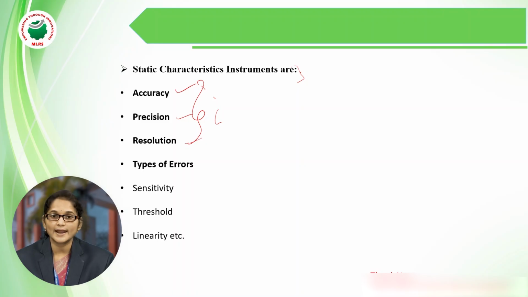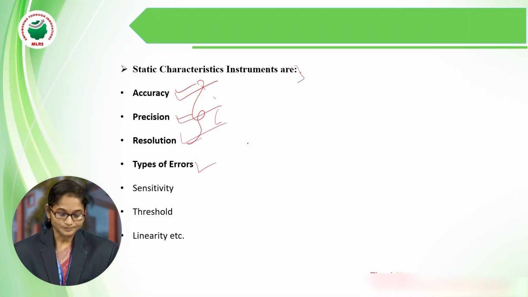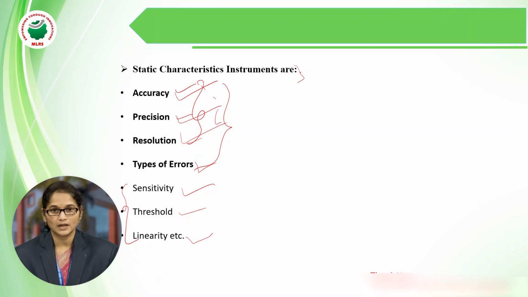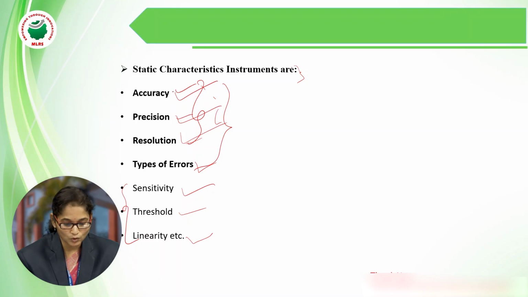In the static characteristics, we have some parameters. What are those? Accuracy, precision, resolution and the types of errors. These are in our syllabus. Sensitivity, threshold, linearity and so on are not in our syllabus, but I will discuss what sensitivity, threshold and linearity are. Next we'll go to accuracy.